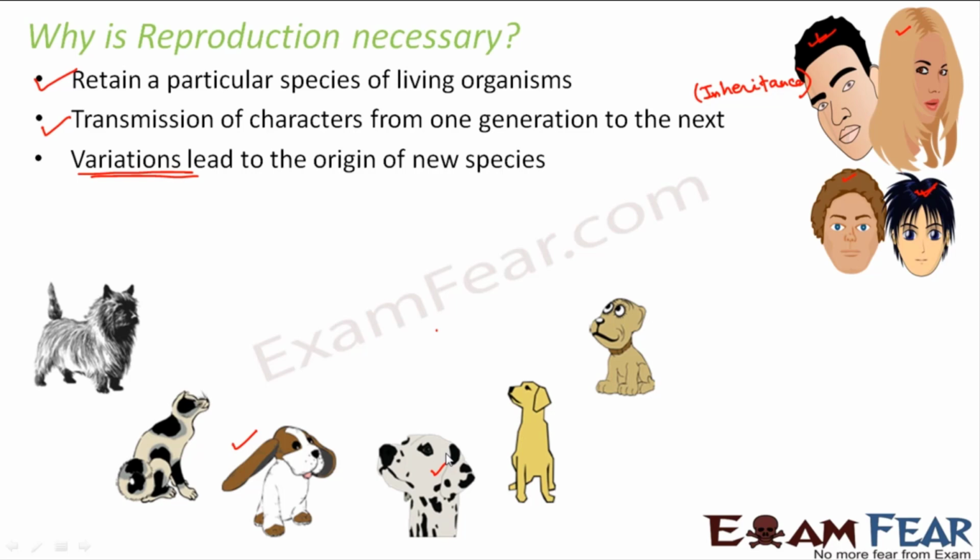Now, after hundreds and hundreds of years, after a long time, what happens is that those new variations gradually end up in a new organism altogether. So here you can see, when you compare this dog with this one, even though both of them are dogs, they are in no way similar. They are completely different from each other. So we can say that because of the small variations in each generation, over a period of several years, sometimes it gives rise to a new species. So that is one advantage of variations.